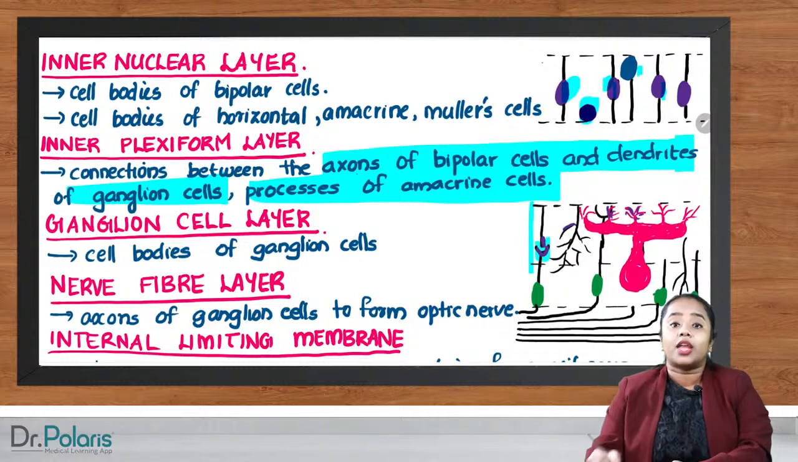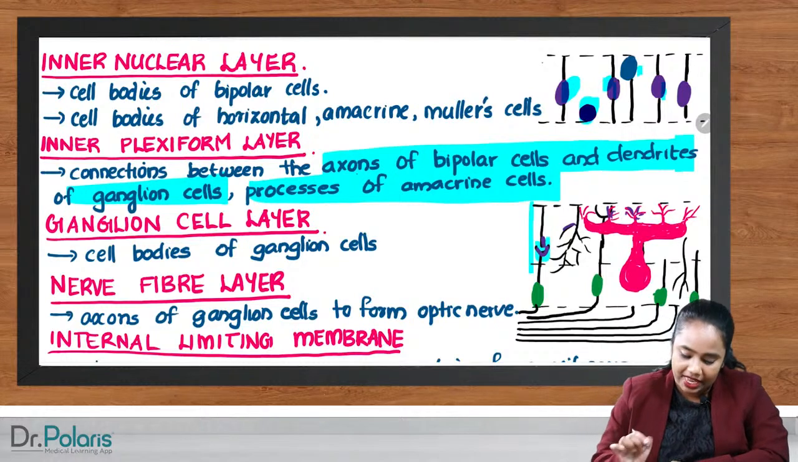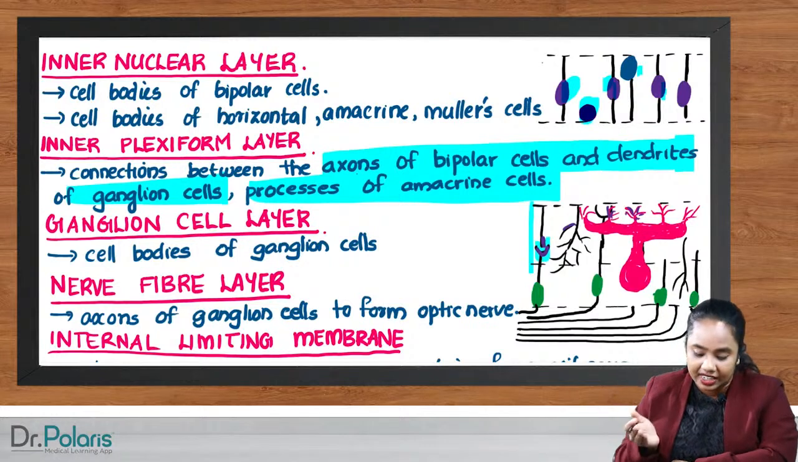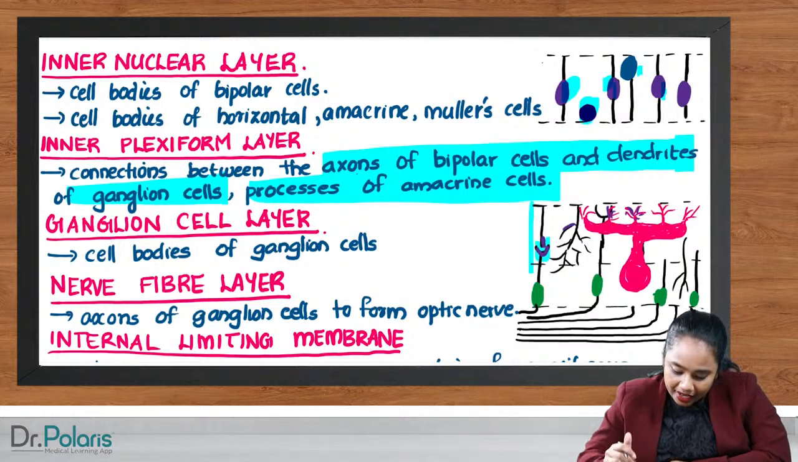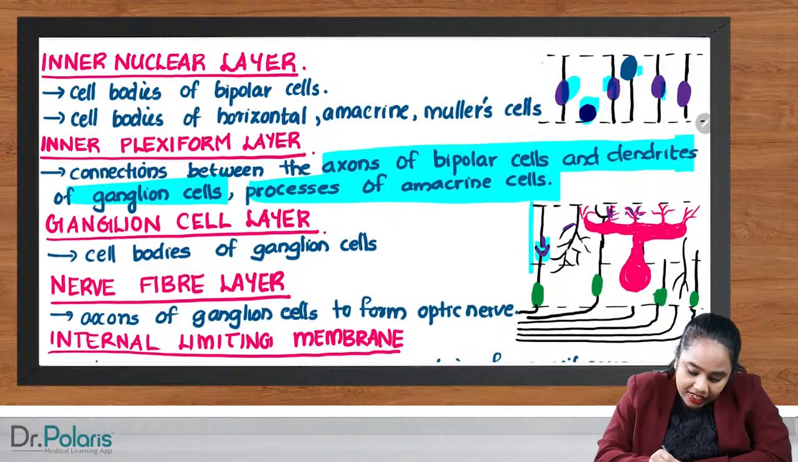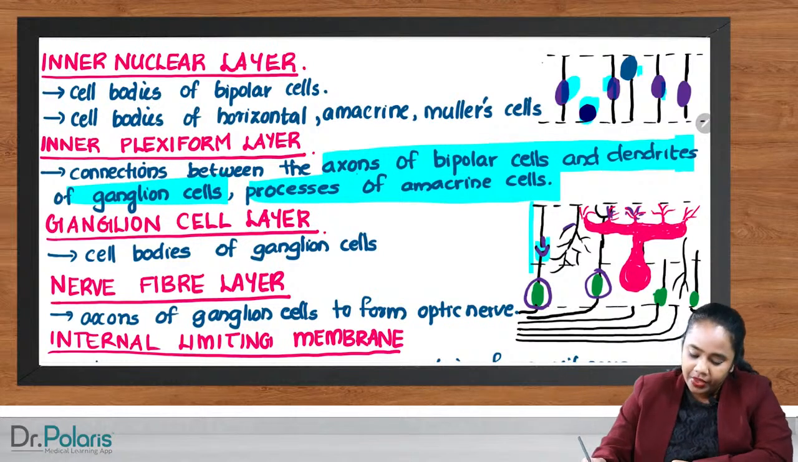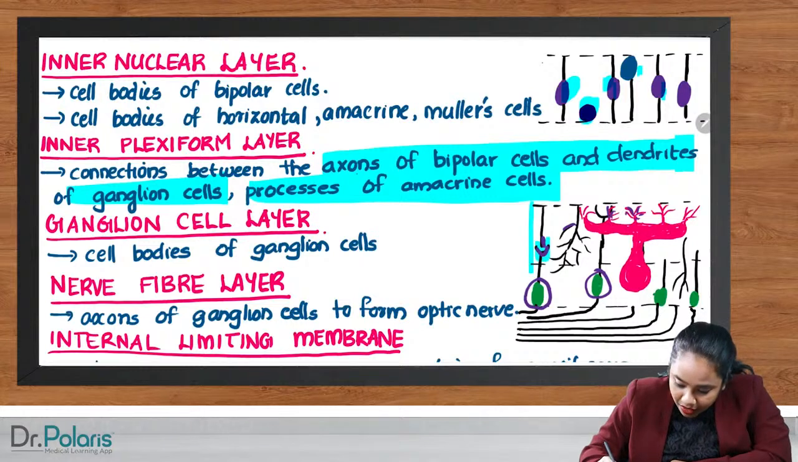Now, the next layer is the ganglion cell layer. Of course, the ganglion cell layer means that layer which contains the cell bodies of the ganglion cells. You can see here in green color, these are the ganglion cell bodies, they will be present in the ganglion cell layer. And finally, the last one is the nerve fiber layer, that is, from these ganglion cells the nerve fibers arise outside like this.